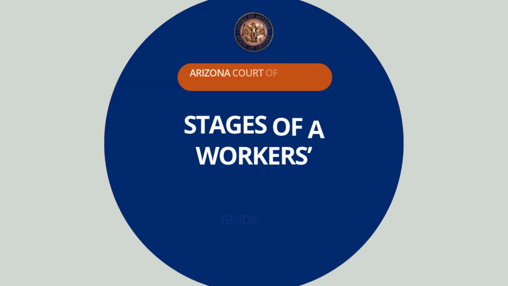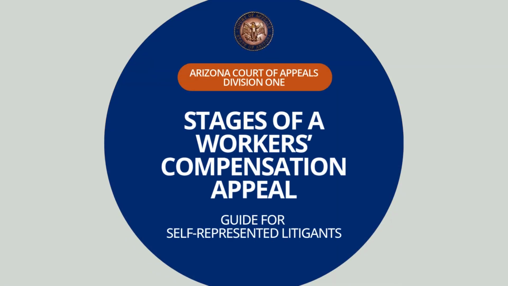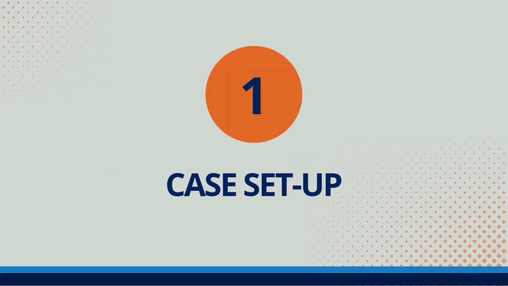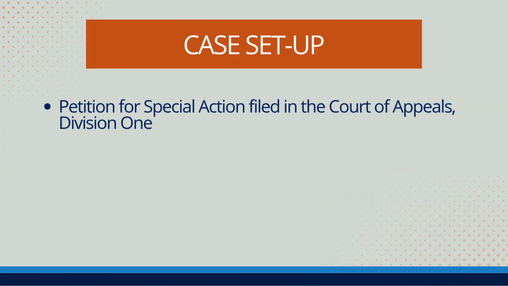This video explains the 6 stages of a workers' compensation appeal at the Arizona Court of Appeals, Division 1. Filing a petition for special action in the Court of Appeals starts a workers' compensation appeal. All workers' compensation cases must be filed in Division 1 of the Arizona Court of Appeals.